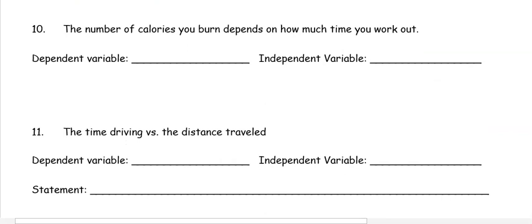Number 10 is written as a dependency statement because we have the words depends on. So the number of calories you burn depends on how much time you are working out. In this case, remember, the dependent variable depends on the independent variable. We also see that this involves time, and time is always an independent variable. So our independent variable is the time you work out, and the dependent variable is the number of calories you burn.